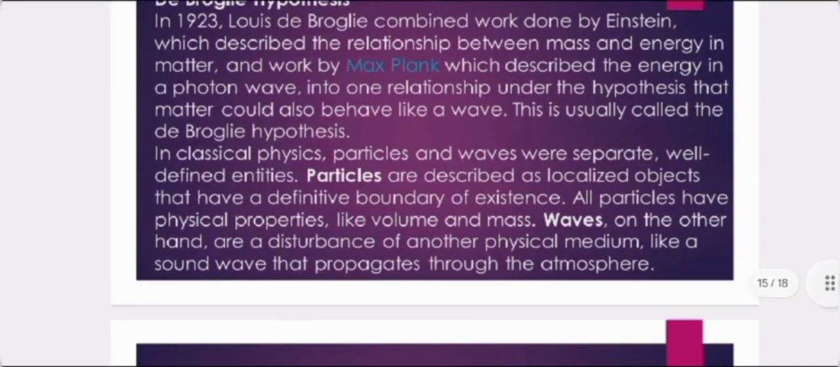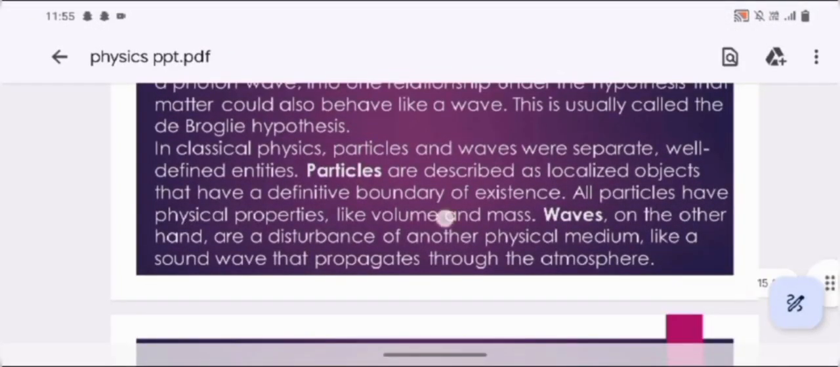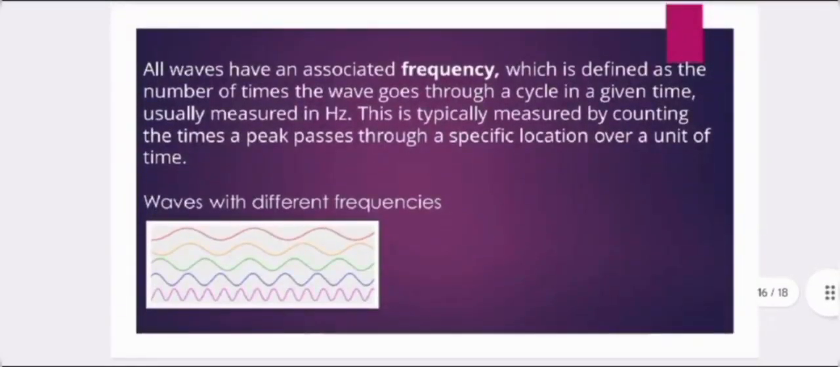In classical physics, particles and waves were separate, well-defined entities. Particles are described as localized objects that have a definite boundary of existence. All particles have physical properties like volume and mass. Waves, on the other hand, are a disturbance of another physical medium, like a sound wave that propagates through the atmosphere. All waves have an associated frequency, which is defined as the number of times the wave goes through a cycle in a given time, usually measured in hertz.